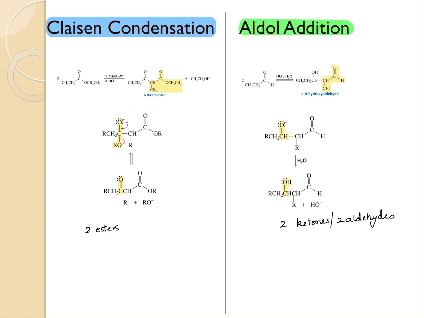The second thing is that the first step in both of these reactions is the formation of the enolate ion. The enolate ion will act as a nucleophile on the other carbonyl compound to form a new carbon-carbon single bond. So an enolate ion will be created, and a new carbon-carbon single bond.